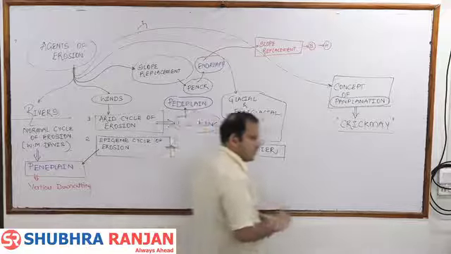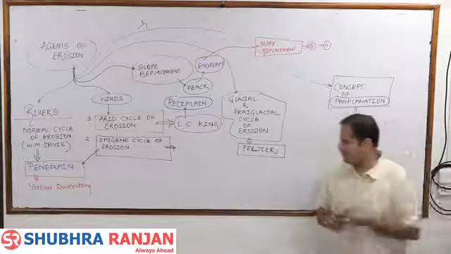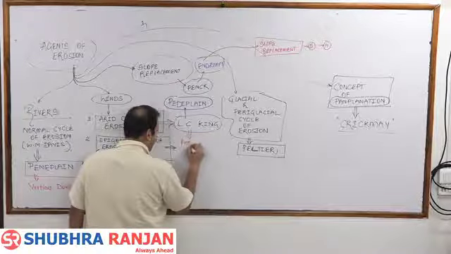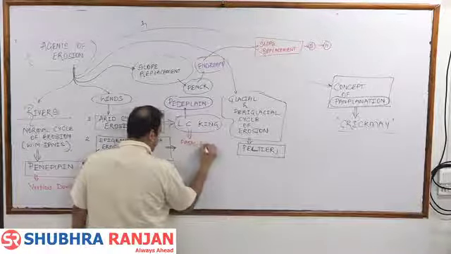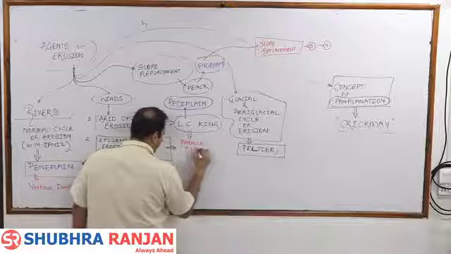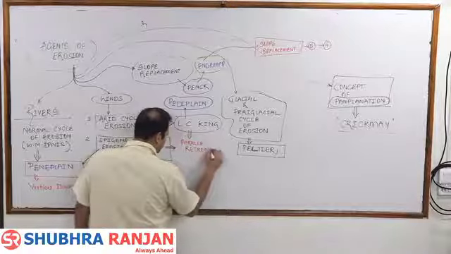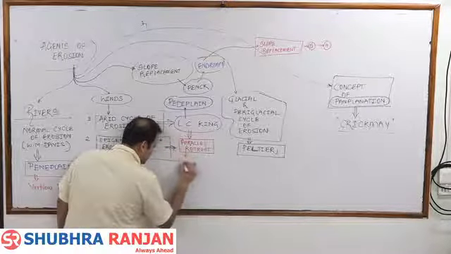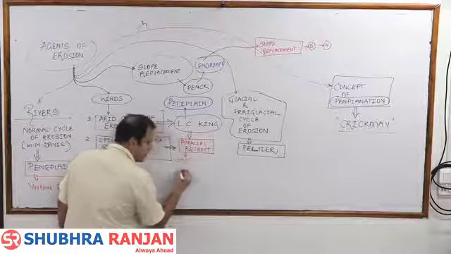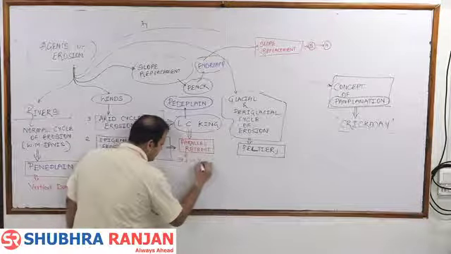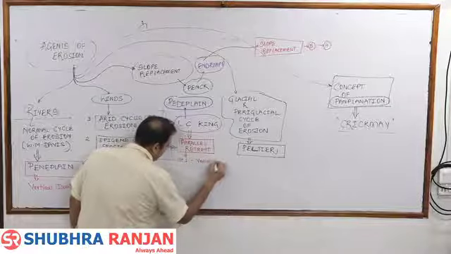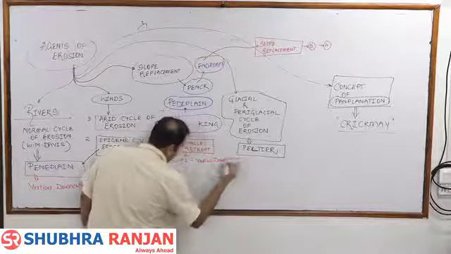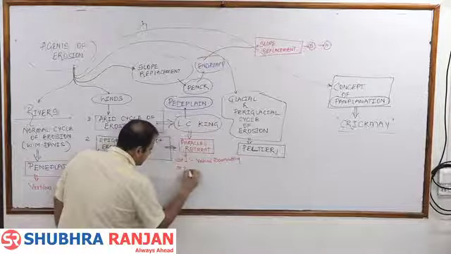L. C. King says pediplanation is achieved by the process of parallel retreat. And what is this parallel retreat? Stage 1 is initially vertical down cutting, and later in his theory he says that in the later stages there is parallel retreat.